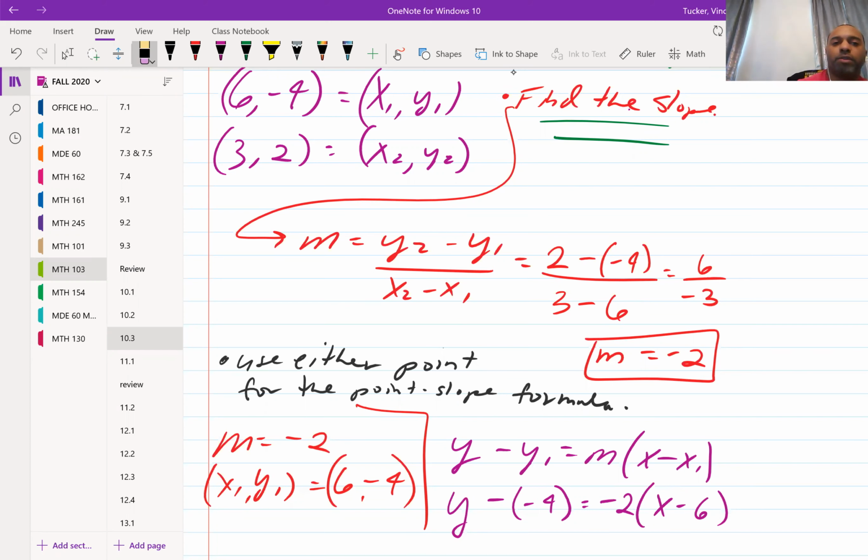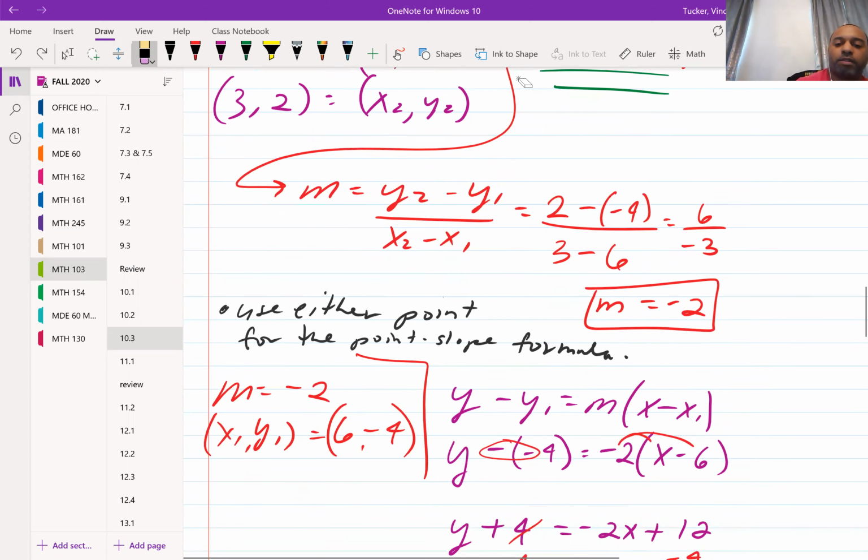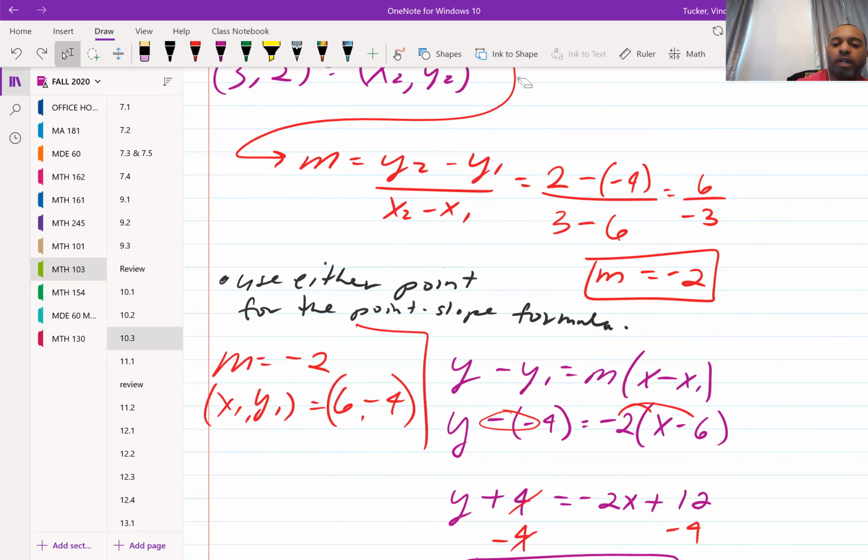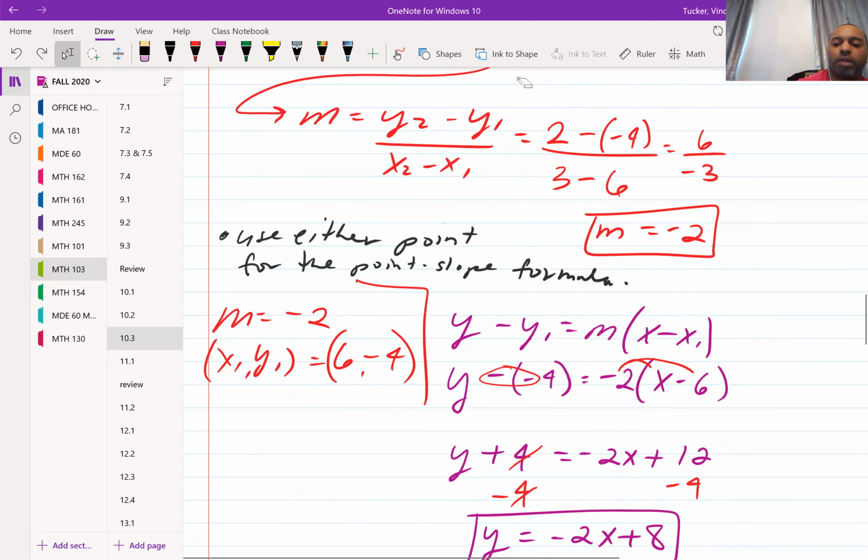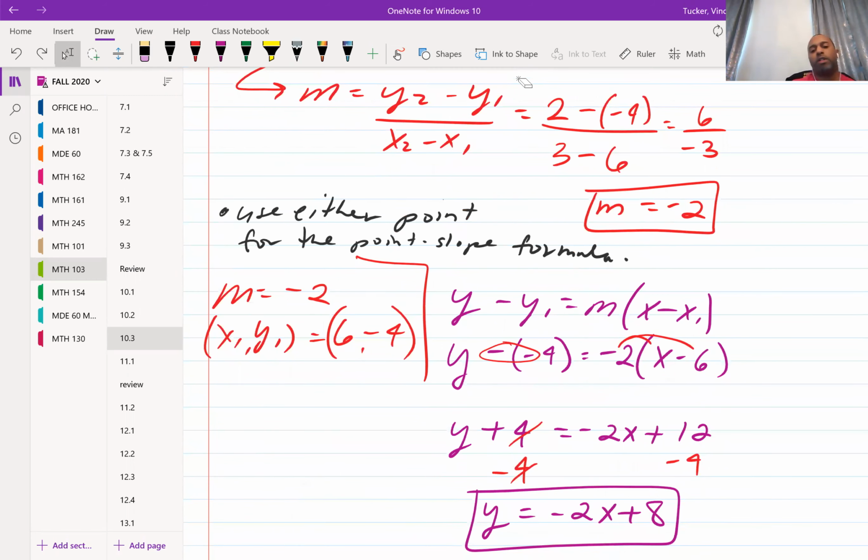Once you do your substitution, then negative to a negative turns positive. Distribute negative 2, that'll give you negative 2x plus 12. Subtract 4 from both sides, and that's our equation, y equals negative 2x plus 8.